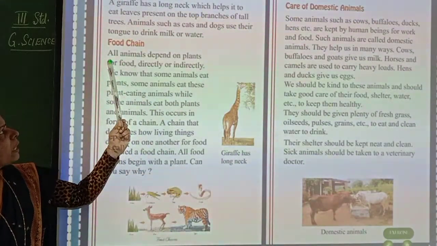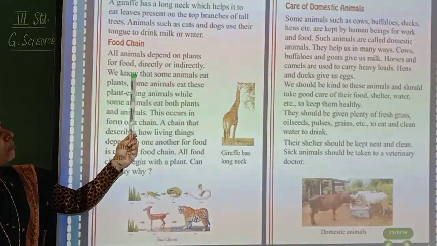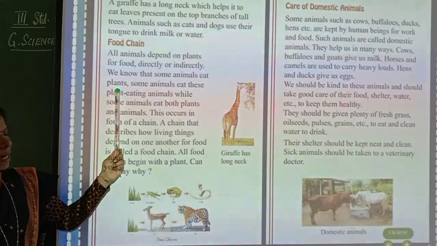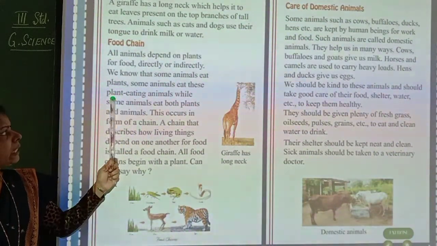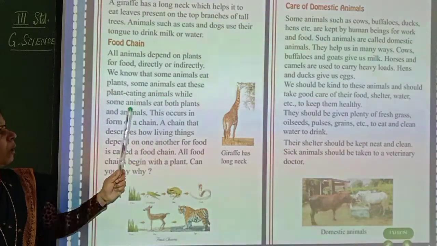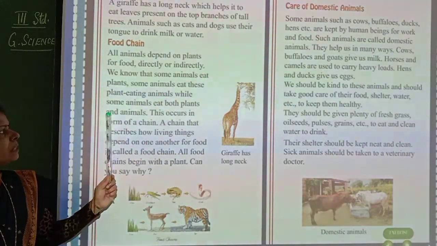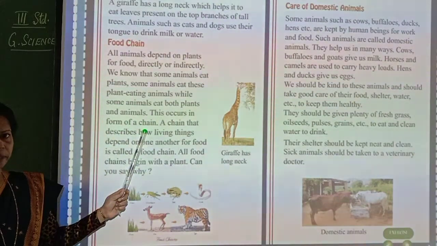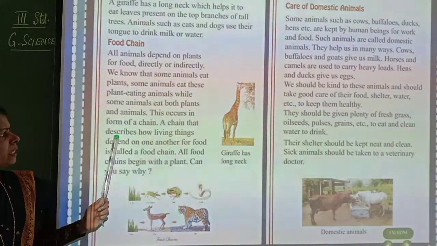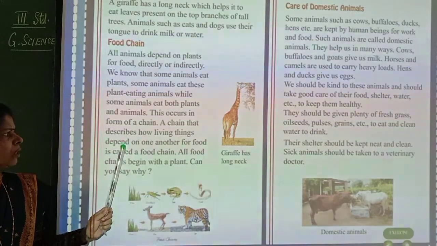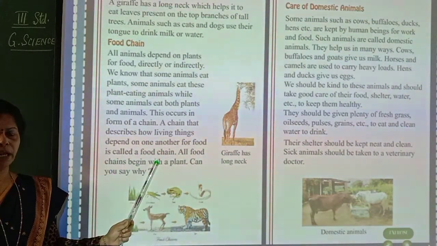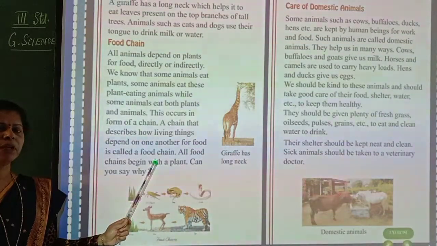Once again I'll read. All animals depend on plants for food directly or indirectly. We know that some animals eat plants. Some animals eat these plant-eating animals, while some animals eat both plants and animals. This occurs in the form of a chain. A chain that describes how living things depend on one another for food is called a food chain. How one organism is depending on another organism.